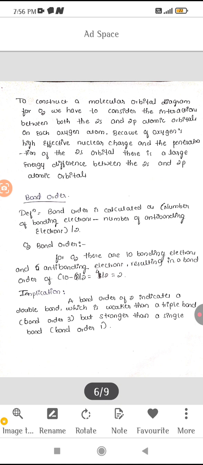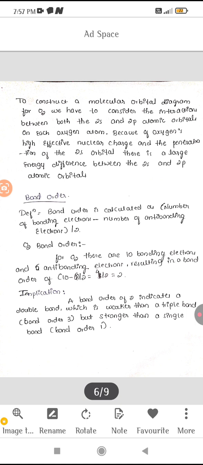Now I will discuss the bond order, bond energy, bond length and magnetic properties. First one, bond order. What is bond order? Bond order is calculated as the number of bonding electrons minus the number of anti-bonding electrons, divided by 2. Oxygen's bond order is 2. For oxygen, there are 10 bonding electrons and 6 anti-bonding electrons, so 10 minus 6 divided by 2. 4 divided by 2 is 2. The bond order is 2.